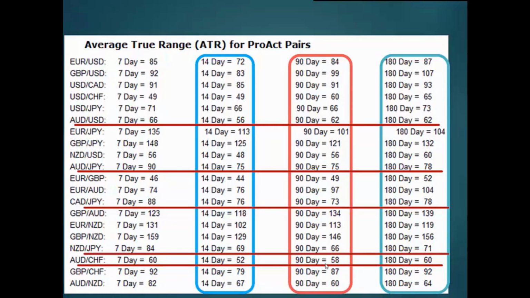Day in and day out for a period of 6 months, the Aussie Swissy does between 52 and 60 pips, day in and day out. Is that important information? Absolutely. Because when you open up the charts, how much of the ATR have they used? If they've gone 2 pips, you might have a trade for 50 pips, right? If they've gone 40 pips, you don't have a chance of making a trade.